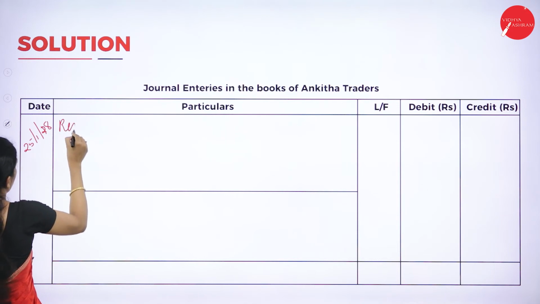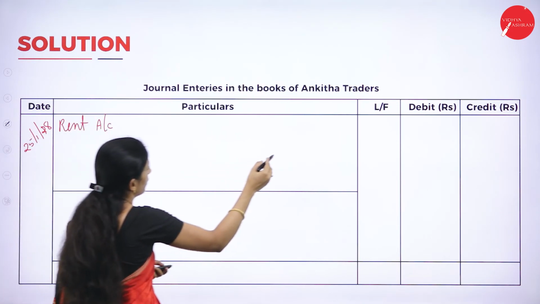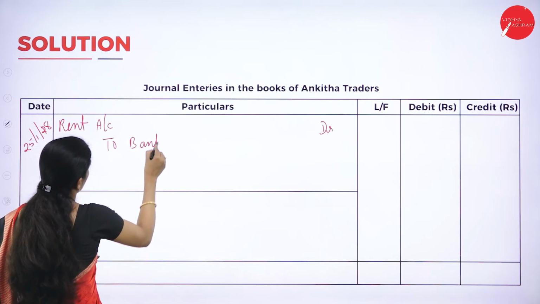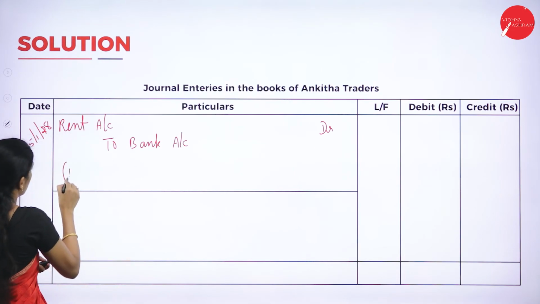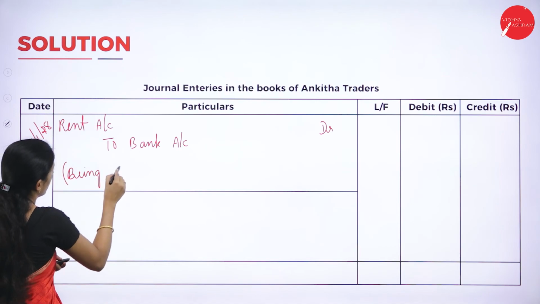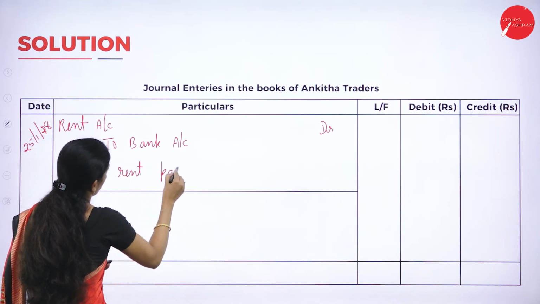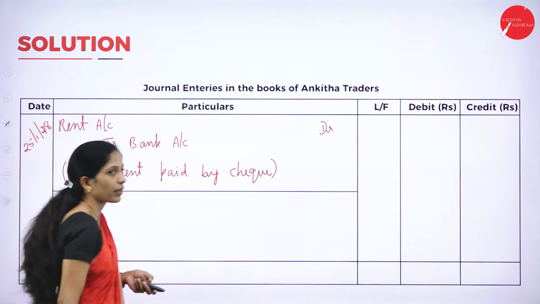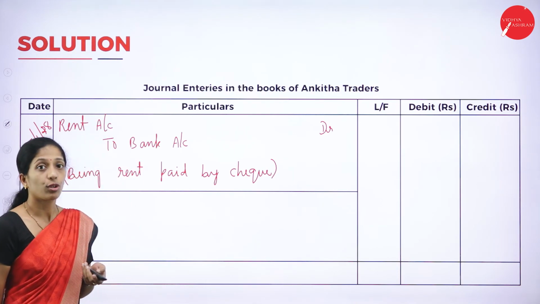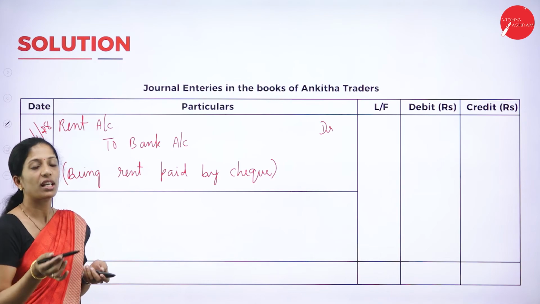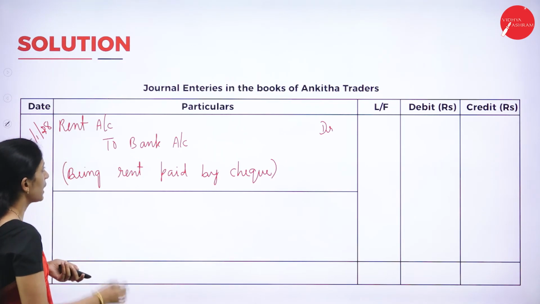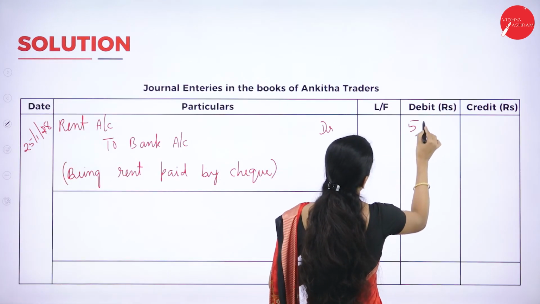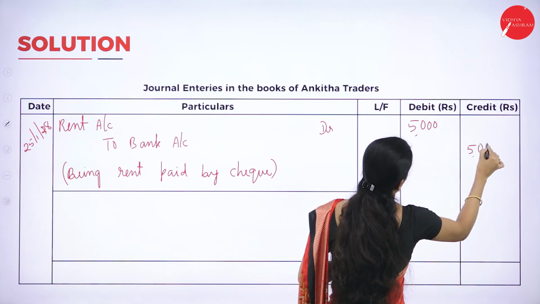25/1/2018. Your entry will be rent account debit to bank account, being rent paid by check. Okay, so hope you know why we have to debit the rent, because debit all expenses and losses, credit all incomes and gains. Now what is the amount? That is 5,000. So 5,000 in the debit side and 5,000 in the credit side.